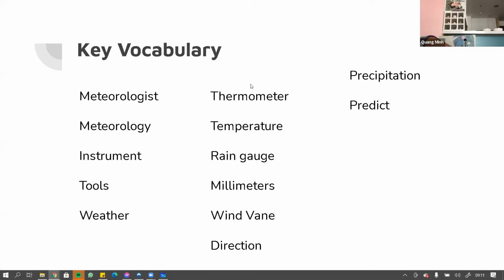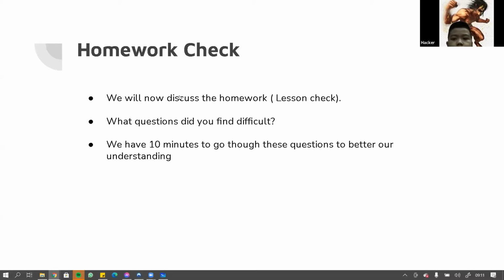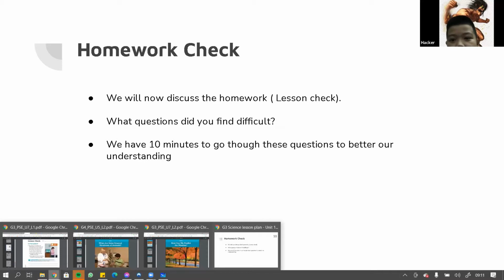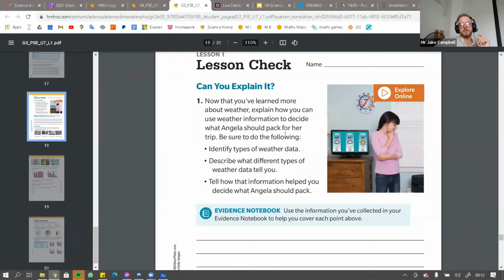Perfect. Well done. Okay, we're going to move on from this. We're going to look at our homework quickly. It should have been the lesson check. I would like you to get your textbooks out. We're just going to look at question 1 and question 6. Let's look at question 1 first. All right. So, Jenny, can you read this question?